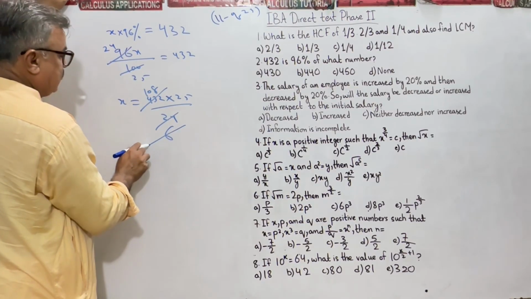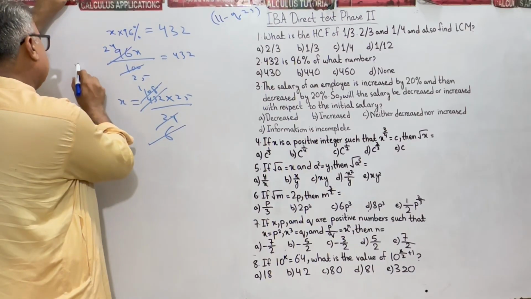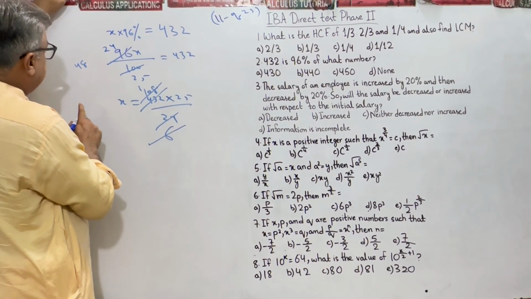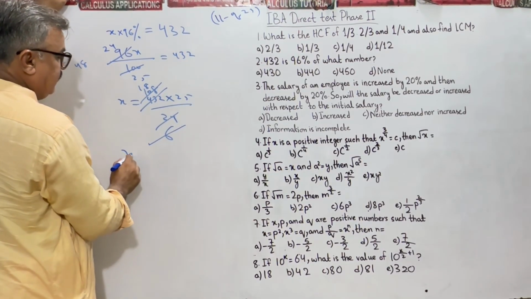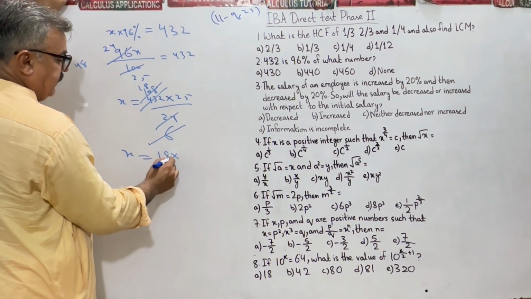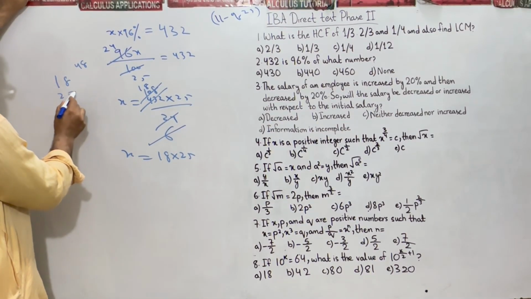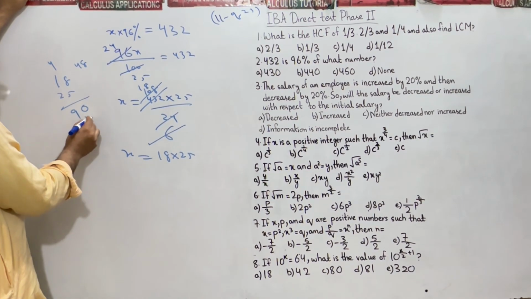So I have 18 times 25. 18 times 25 leads to what? Let's see: 5 times 8 is 40, write 0 and carry 4, 1 times 5 is 5, plus 4 is 9, so it will be 450.